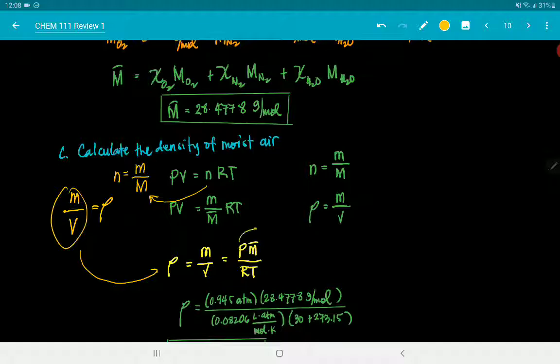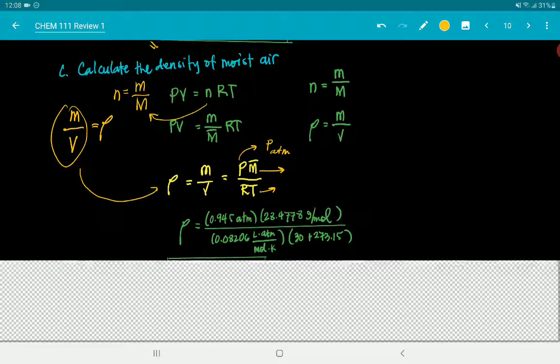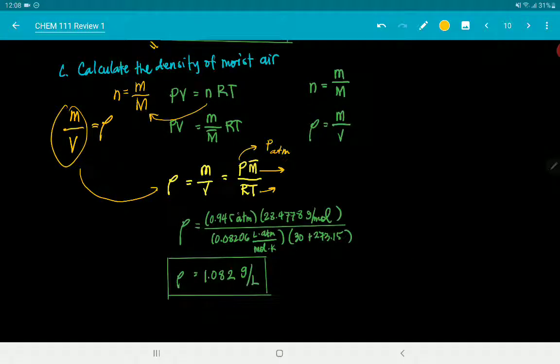So, yung pressure nito, this is the 0.945 atmosphere, or the pressure of the moist air. The M is the average molar mass given here, okay? Temperature is the temperature of the system, which is 30 degrees Celsius. So, convert nyo na lang sa Kelvin. So, these are the substitution values.